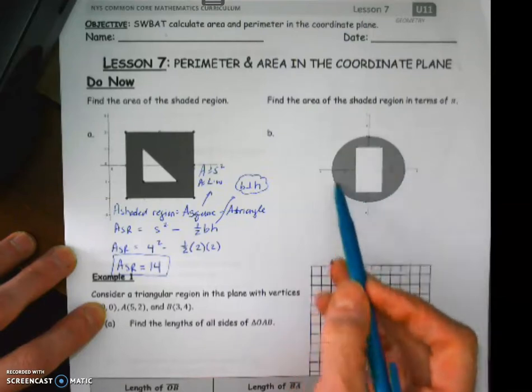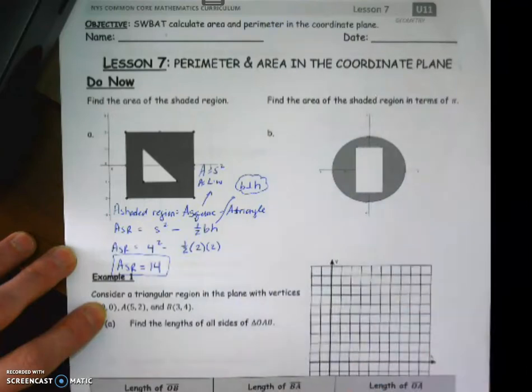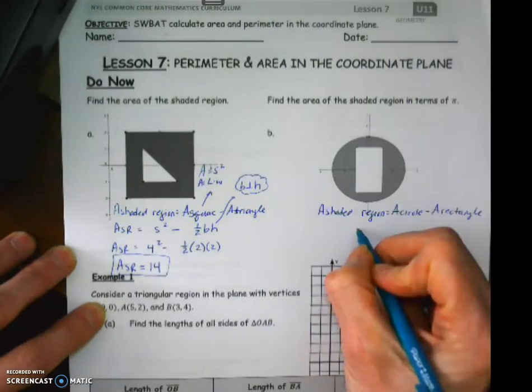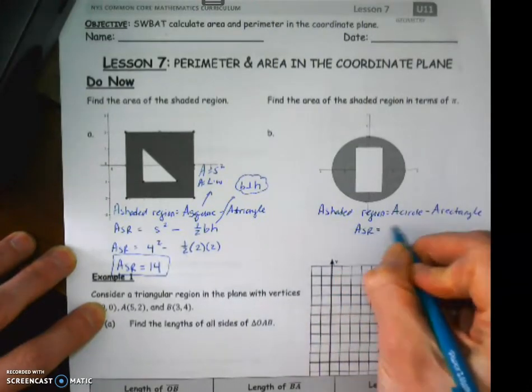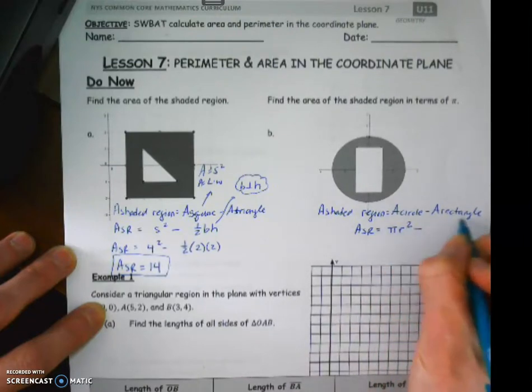It's going to be the area of the circle, you got it, and you're going to subtract out the area of the rectangle. Excellent job. Write down the formulas, and I'll come right back. Okay, so once again, area of the SR, shaded region. The area of a circle is on your formula sheet. It's pi r squared, minus the area of a rectangle.